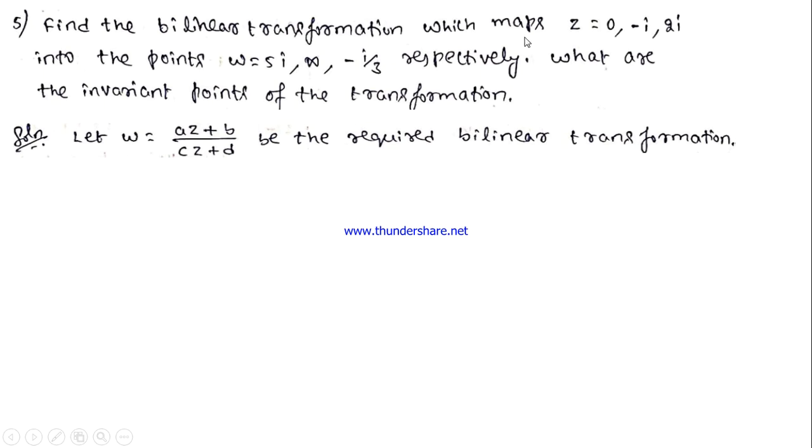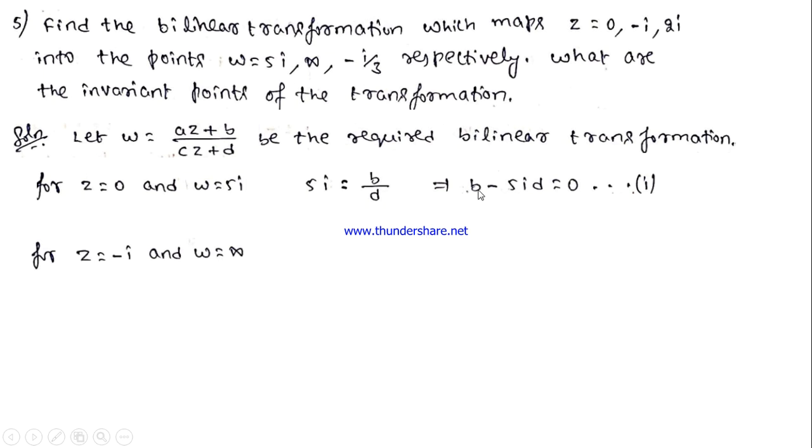So it's just like the previous problem. If I take z equal to 0 and w equal to 5i, I will get the first equation b minus 5id equal to 0. Second one is z is equal to minus i and w equal to infinity. But if I put w equal to infinity directly in this expression, I will get infinity equal to something. So I can't handle this.